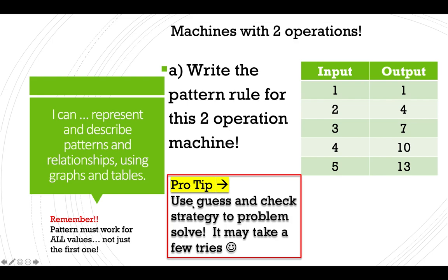So pro tip, I would like you to write this down. Use the guess and check strategy to problem solve. It may take a few tries. So it might be a little bit frustrating if you try something and it doesn't work, but that is all part of math. That's part of being a mathematician, that's part of being a scientist. You have to be willing to try something that kind of makes sense and then justify your answer. Does this work? This is the tip over here. The pattern must work for all values, not just the first one. So whatever we have as our pattern rule, it must work for all of them, not just the first. Okay, so let's see if we can figure out what this is.